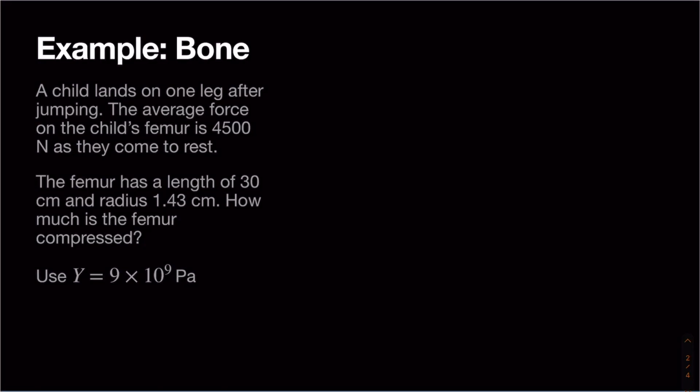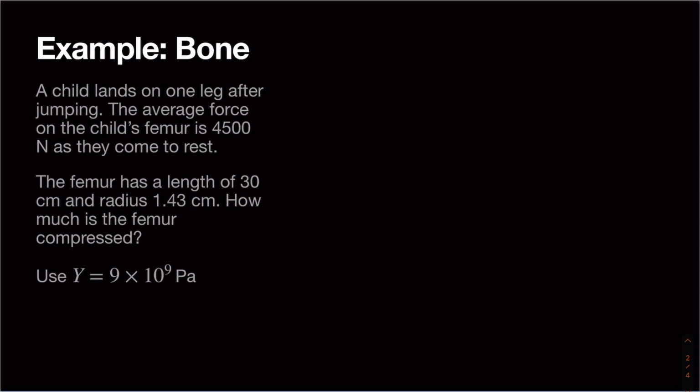Right, we are going to explore the concept of elasticity and Young's modulus to work out how much a child's femur bone gets compressed when they come to land after a jump. So when they land, basically the weight of their body is going to act, and the reaction force from the ground that decelerates them is going to act through this femur bone, compressing it.